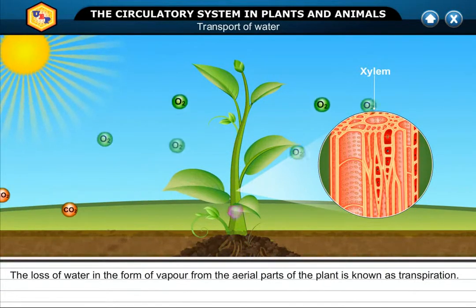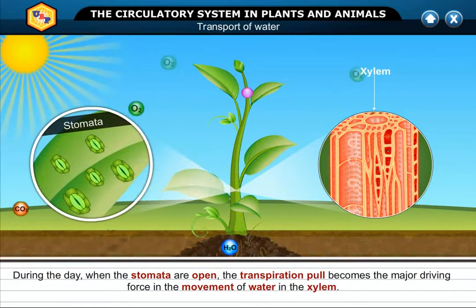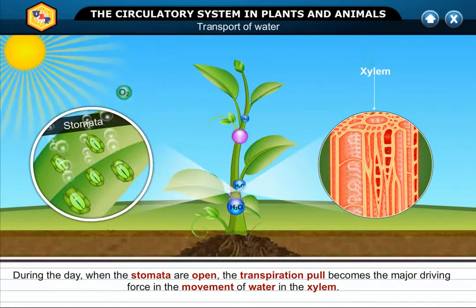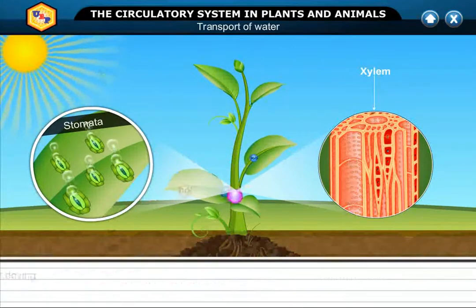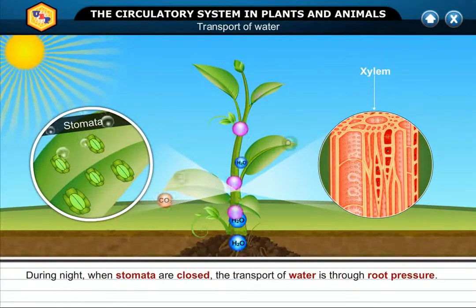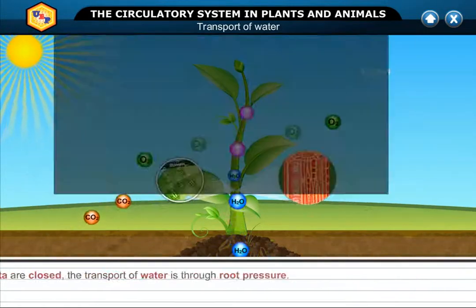The loss of water in the form of vapor from the aerial parts of the plant is known as transpiration. During the day, when the stomata are open, the transpiration pull becomes the major driving force in the movement of water in the xylem. During night, when stomata are closed, the transport of water is through root pressure.